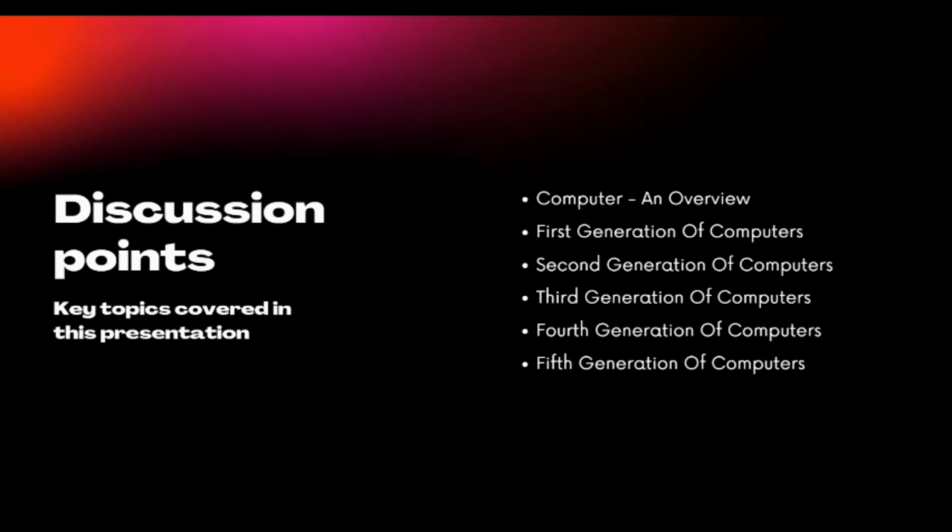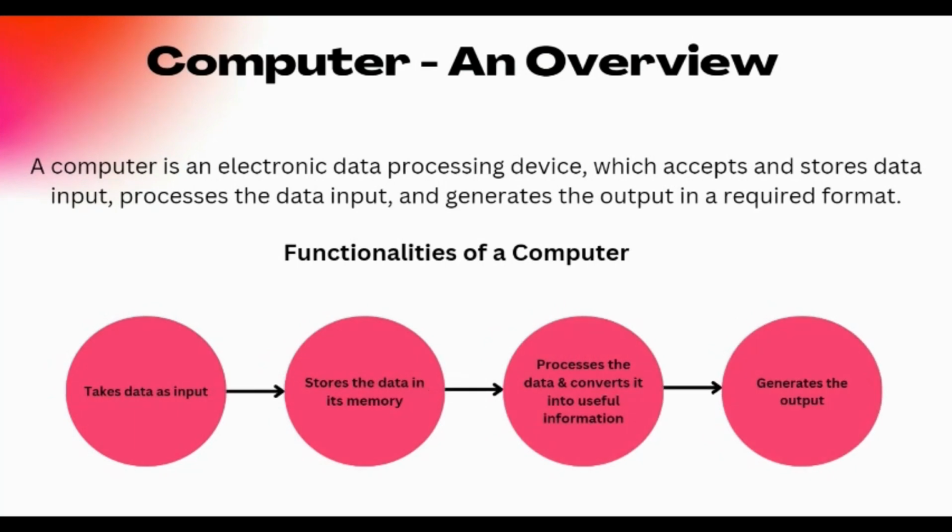So, beginning with the definition of a computer. A computer is an electronic data processing device which accepts and stores data input, processes the data input and generates the output in a required format.